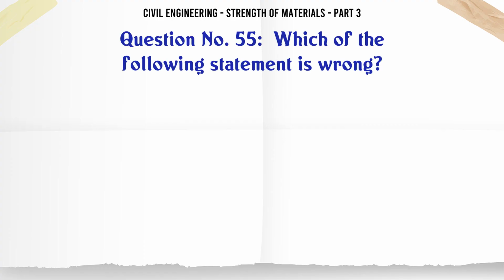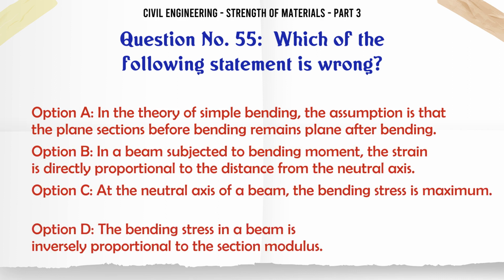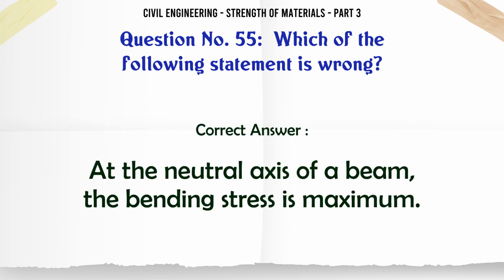Which of the following statements is wrong? A. In the theory of simple bending, the assumption is that the plane sections before bending remain plane after bending. B. In a beam subjected to bending moment, the strain is directly proportional to the distance from the neutral axis. C. At the neutral axis of a beam, the bending stress is maximum. D. The bending stress in a beam is inversely proportional to the section modulus. The correct answer is, at the neutral axis of a beam, the bending stress is maximum.